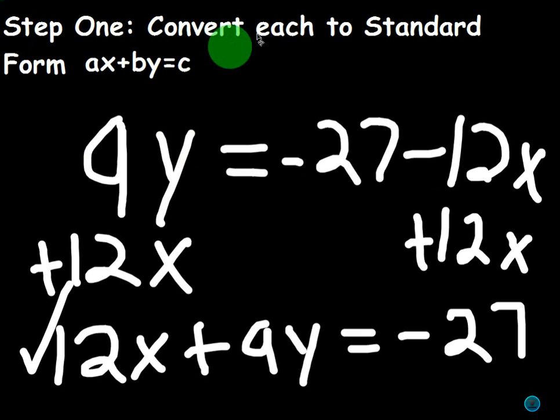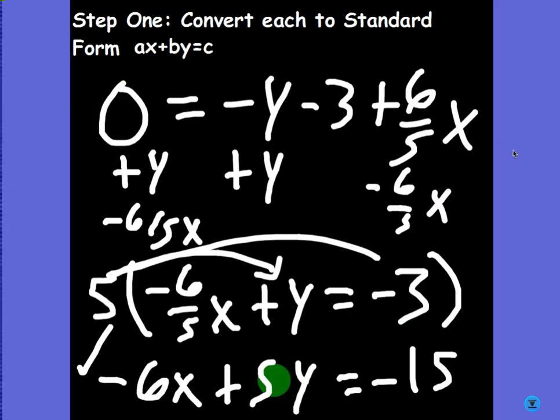Our step one is still going to be the same. We're going to convert each equation to standard form. And let's start with the top. In order to convert that to standard form, we'd have to take this minus 12x and move it to the other side by adding it to both sides. Remember, put the x term before the y term so it's in standard form. So we'll have 12x plus 9y equals negative 27.